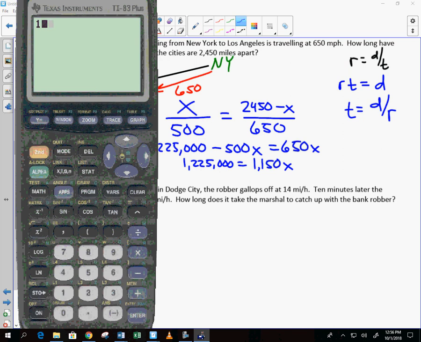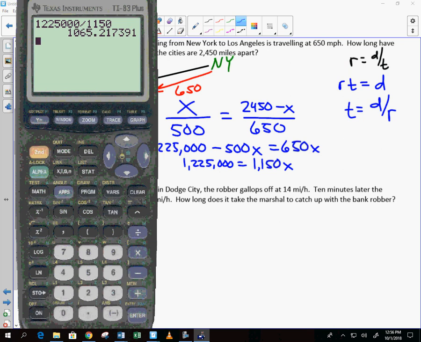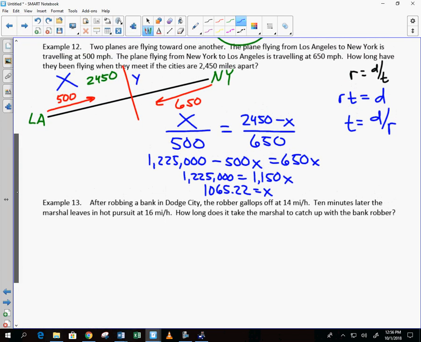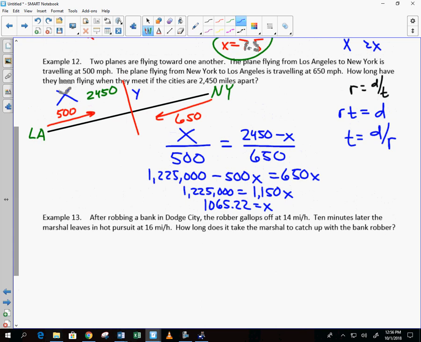Now I'm going to take the 1,225,000 and divide it by 1,150, and I get 1,065.22. What does x represent in the problem? Can somebody tell me what that 1,065.22 is? Yeah, you just look where x is. It's right there, 1,065.22. That's the distance that it's traveled.